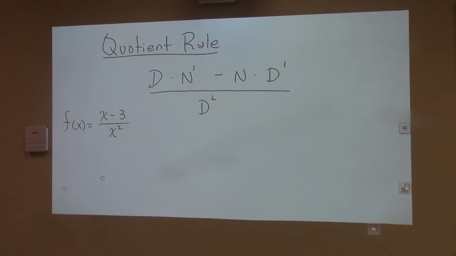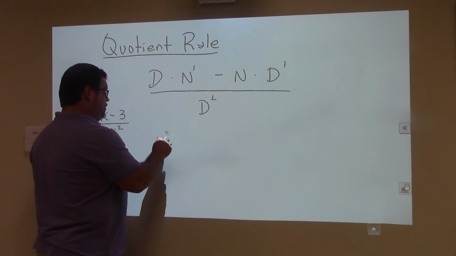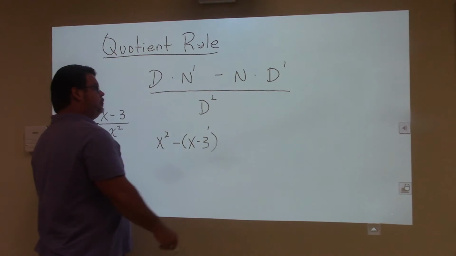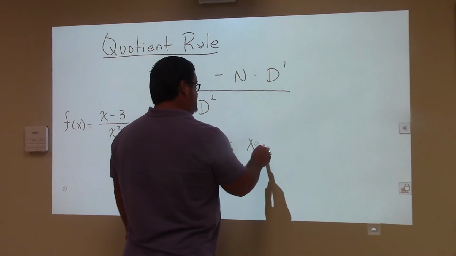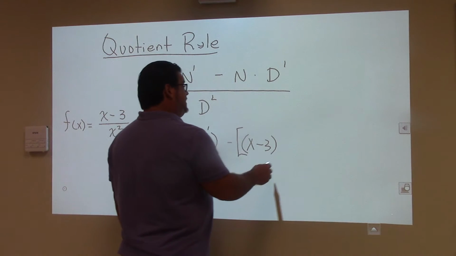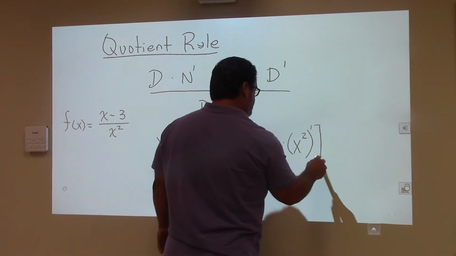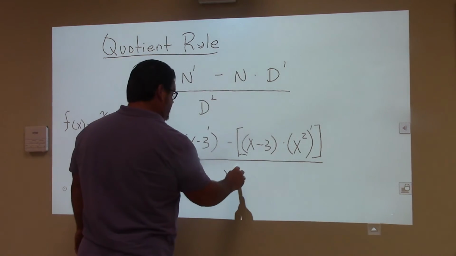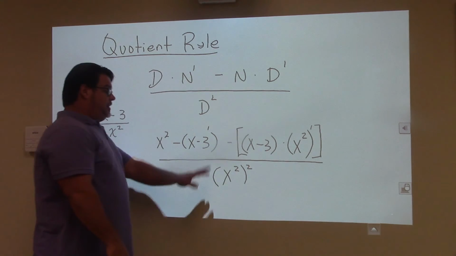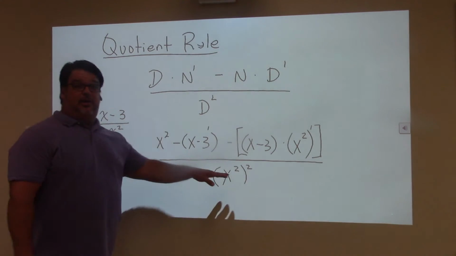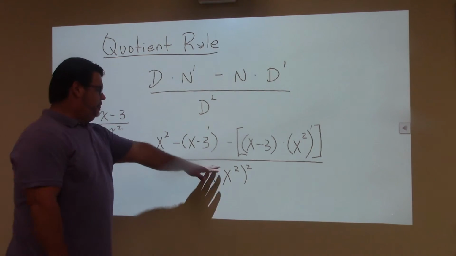Alright, so the first thing I'm going to do is write everything out. X squared times the derivative of x minus 3, minus x minus 3 times the derivative of x squared, over x squared raised to the second power. And I don't care too much about the denominator because are you doing any calculus with the denominator? No. All you're doing is squaring it. So I really don't care about that. If you can't square x squared, then we've got a problem. All right? So I'm not really worried about that.